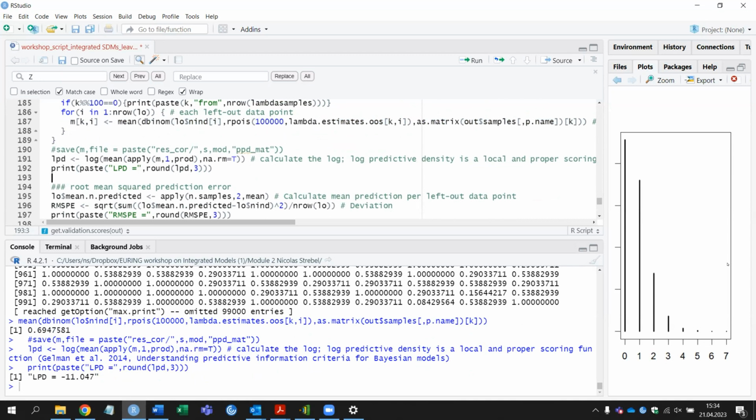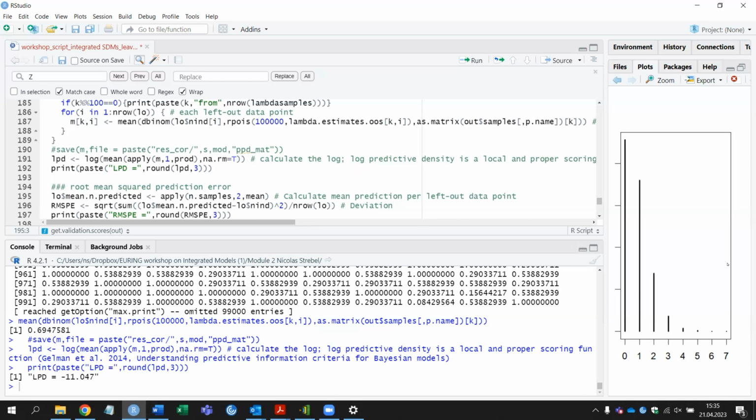This log predictive density you can then compare between the two different models. If it is higher, then the predictive ability of that model is higher. So we can afterwards compare log predictive density between the integrated model and the binomial and mixture model.